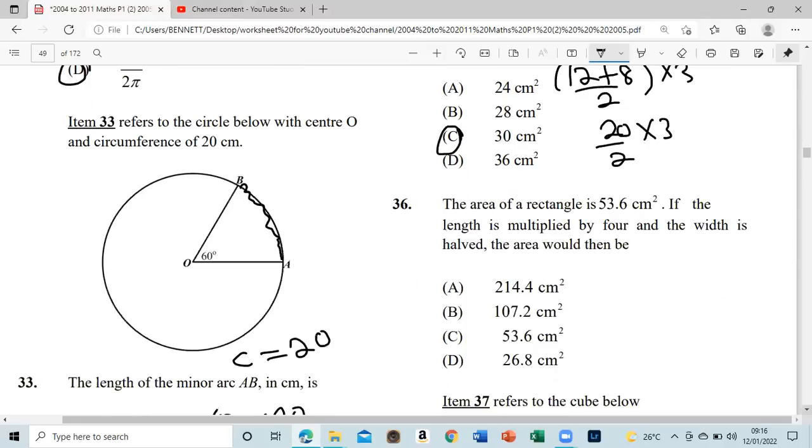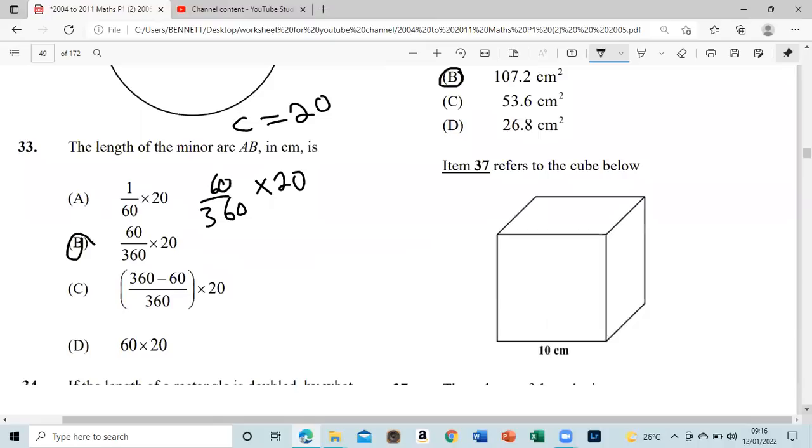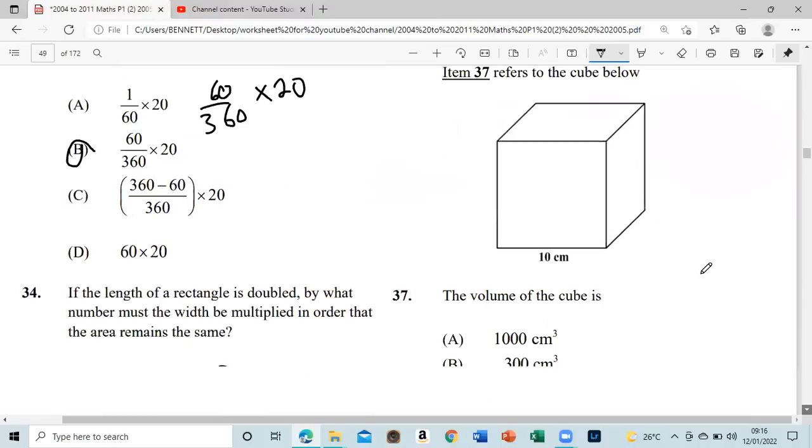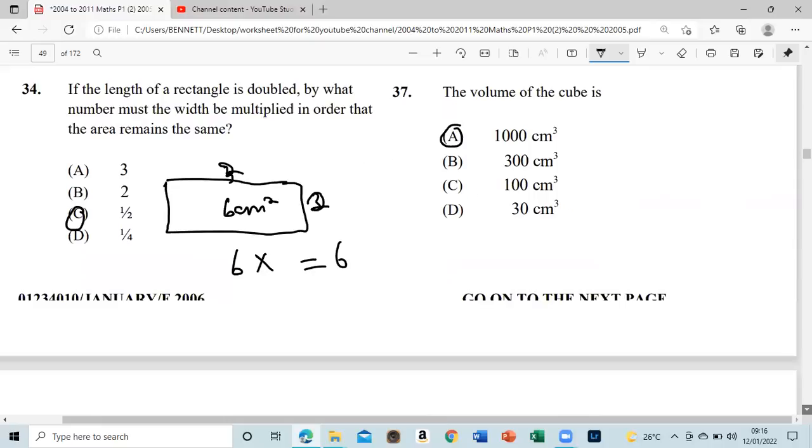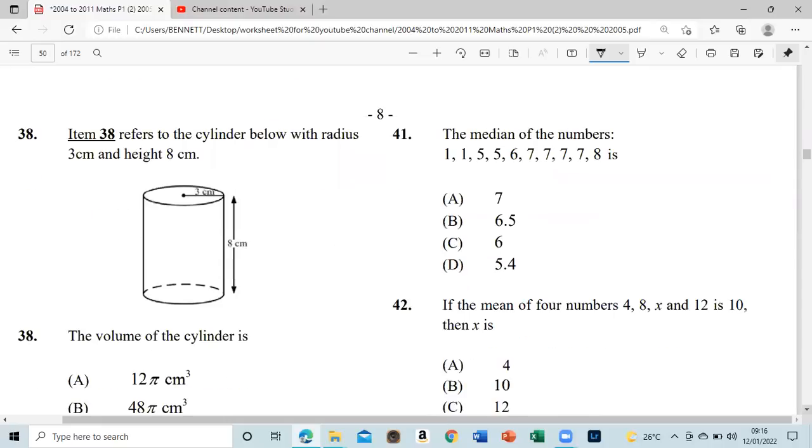The area of a rectangle is 53.6 centimeters. The length is multiplied by 4, and the width is halved. The area would be, we wrote this already, right? So you times this by 4 and divide by 2. Just do what they say. The volume of a cube is, so 10 times 10 times 10 is 1,000.